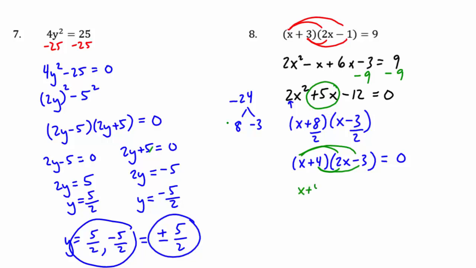So either x plus 4 equals 0, or 2x minus 3 is equal to 0. So x can be equal to negative 4, or 3/2. So my two answers for this problem are either negative 4 or 3/2.